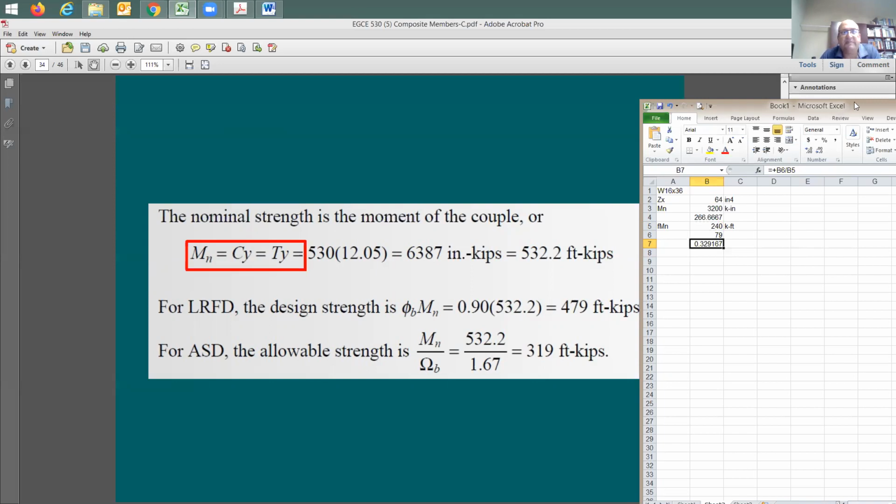Just by adding these connectors between the concrete and the steel. Which means if you missed this in your design and did not put enough Nelson studs, what's going to happen? You're going to end up with phi Mn of 240 kip-foot, right? If you do it here, the ultimate design is going to be 479. So let me put this as 479.